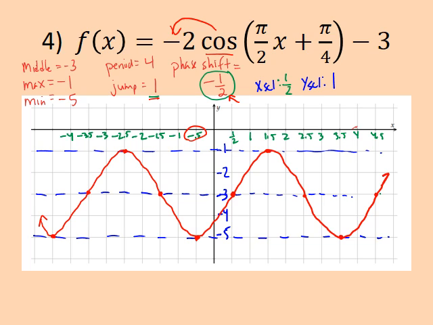Go back and do our arrows. Now once again, we know we have 2 periods because we go from the minimum to the minimum, and then once again from the minimum to the minimum. That's how we do that graph.